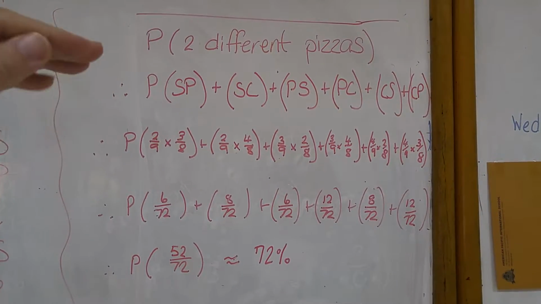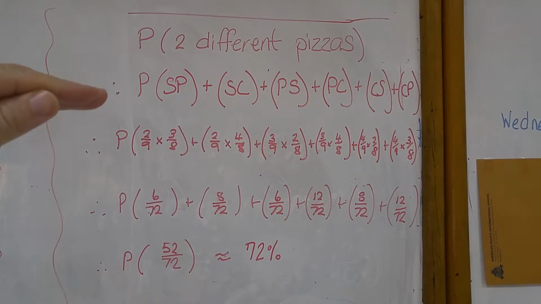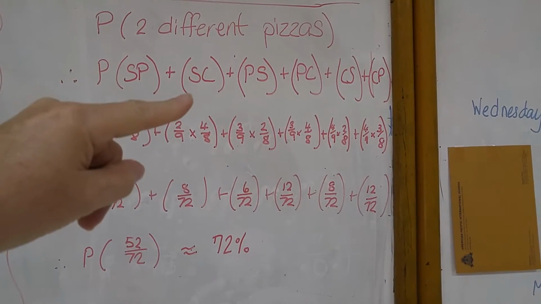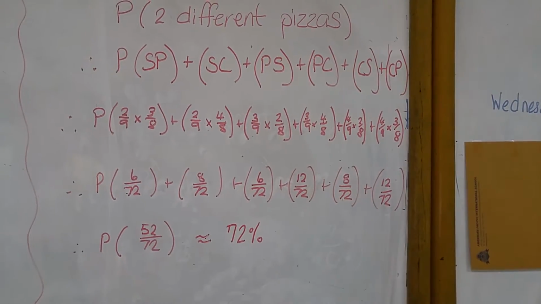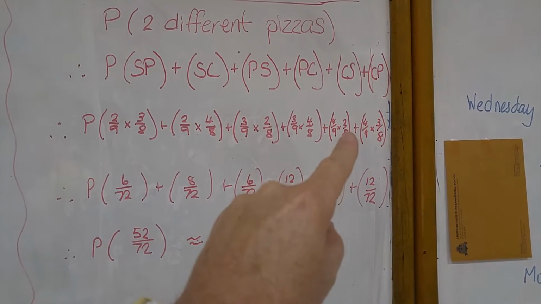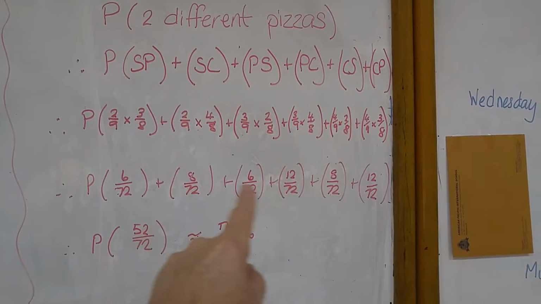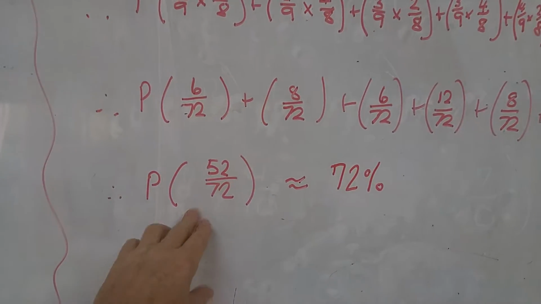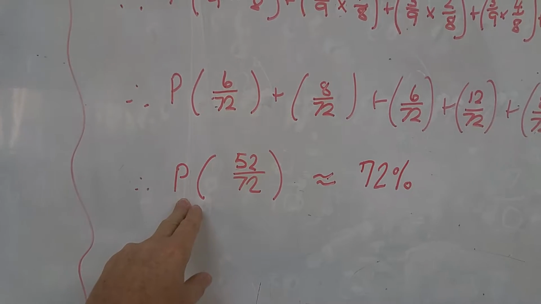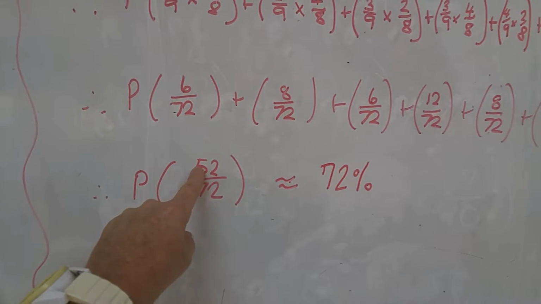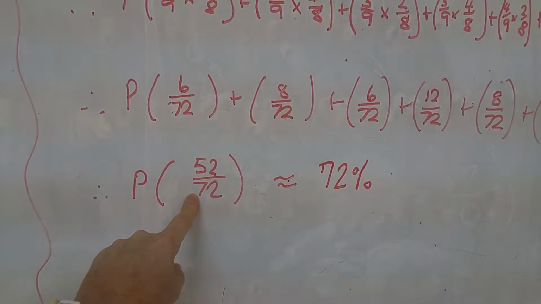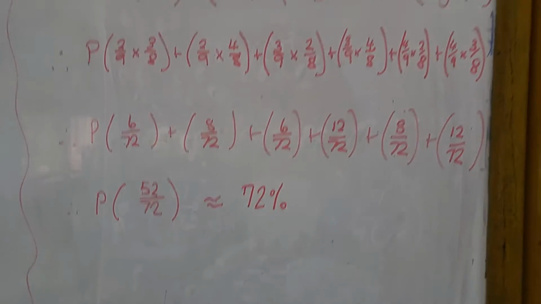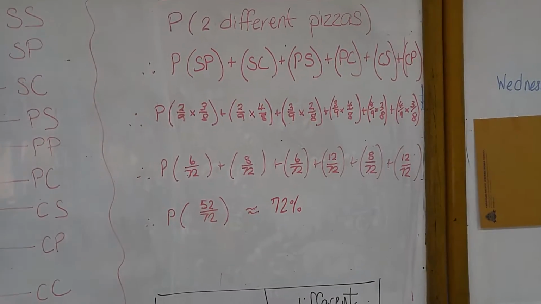Okay, the first thing, the probability of 2 different pizzas equals the probability of SP, which is the seafood and the pepperoni, plus SC, and so forth. We've worked out the probabilities there, put them down here, and finally come up to the answer. So the probability of picking 2 different pizzas was 52 events out of a total of 72 events. And that's equal to about 72%. Okay, so the mathematics is all there, and it's quite correct.